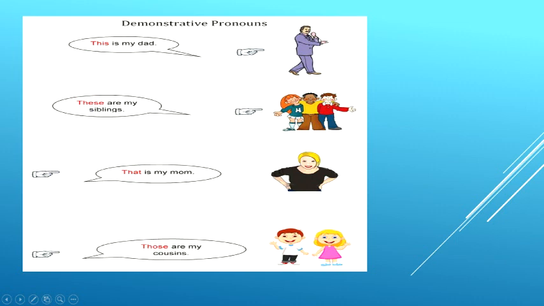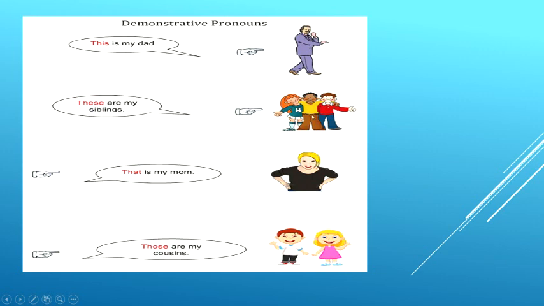Now let us see some more examples. You can see in the illustration that a hand is pointing at a man, and the sentence is, "This is my dad." So I hope it's clear to you why we are using this. Because dad is singular and he is nearby the hand. So when your person or object is near to the speaker, the demonstrative pronoun this is used.